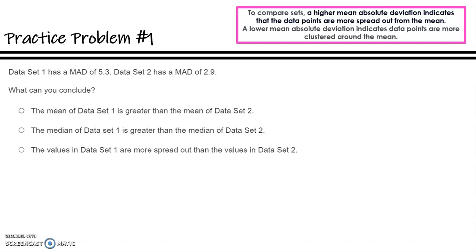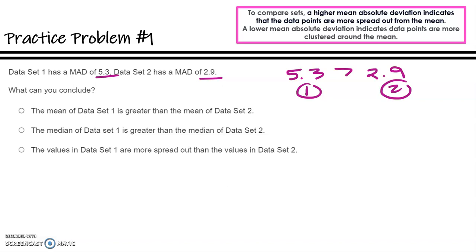So this says data set 1 has a MAD of 5.3. Data set 2 has a MAD of 2.9. Well, we know that 5.3 is greater than 2.9. This is data set 1. This is data set 2. What can you conclude? The mean of data set 1 is greater than the mean of data set 2. We don't really necessarily know that. Okay, the mean could be smaller. It just could mean that the data values were more spread out.